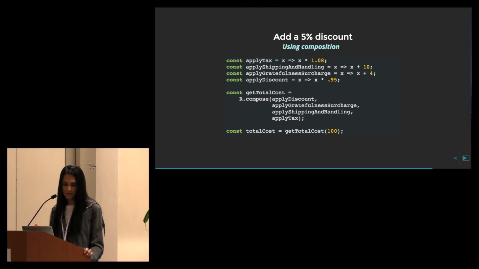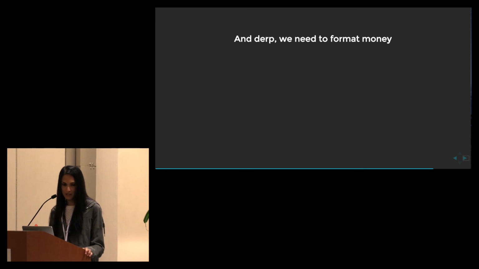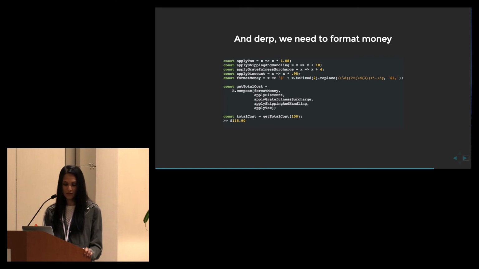And then let's say we want to format money later. I'm not even going to try to update the original function, but I'll show you how you can compose. You can create a new format money function and just pop that on top of the stack.